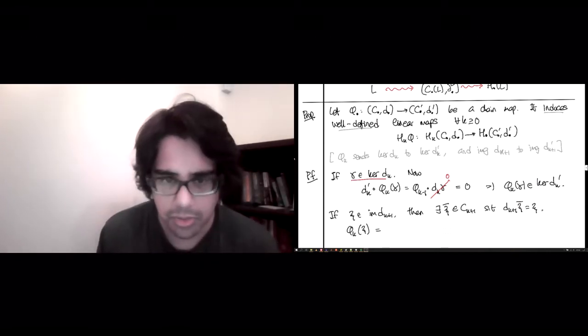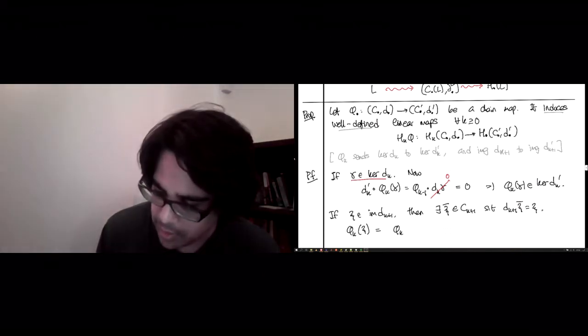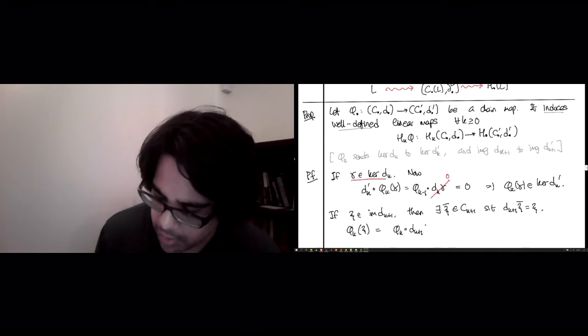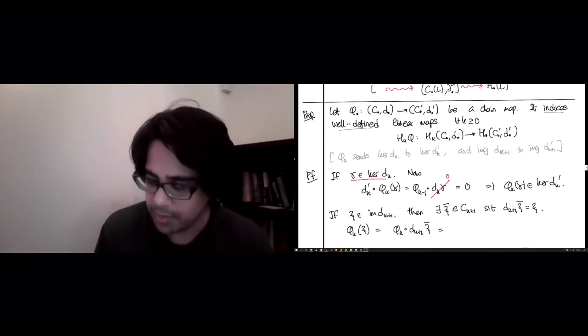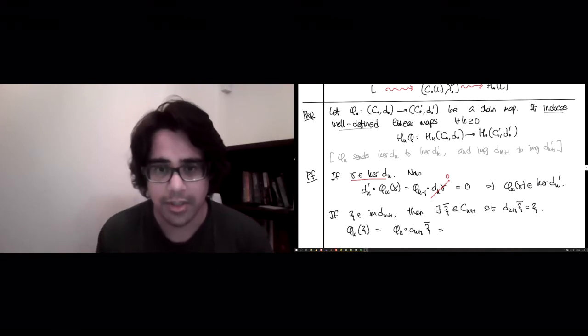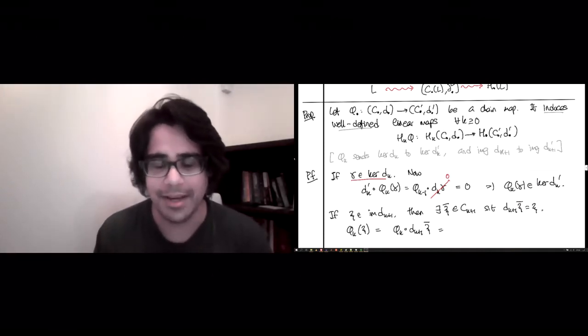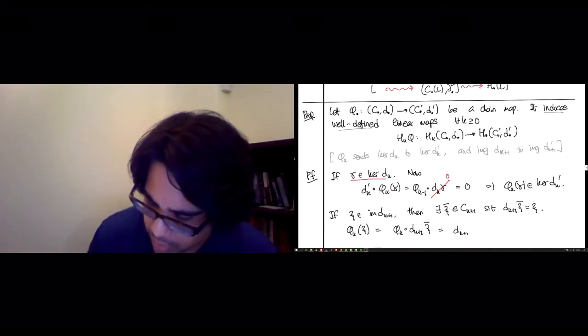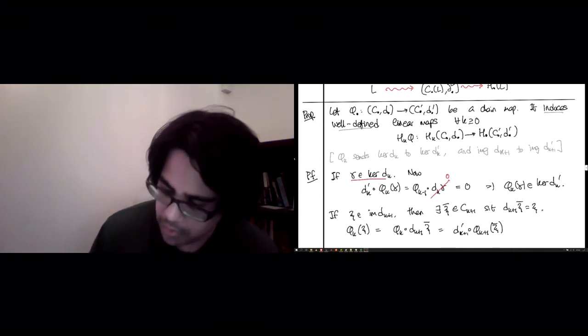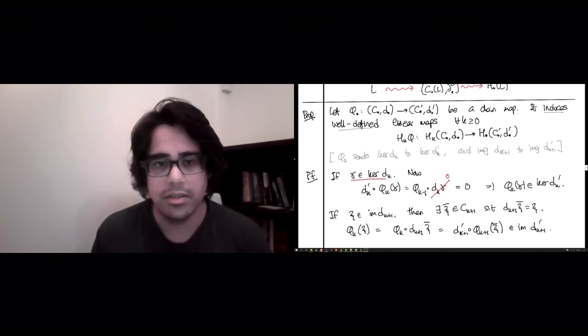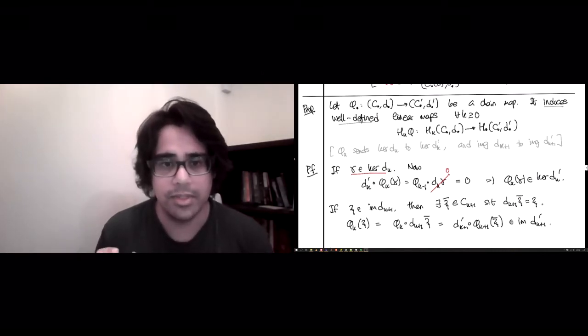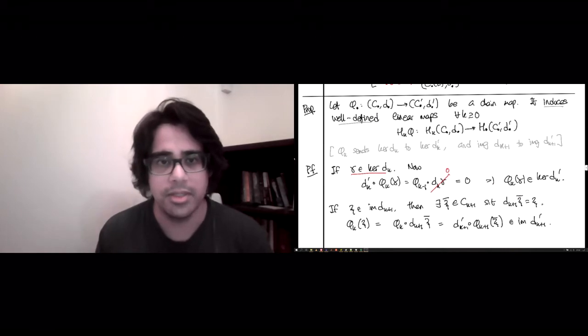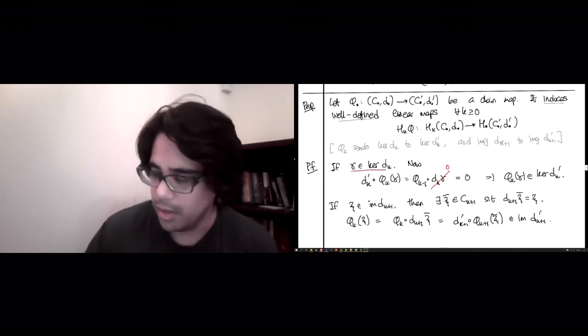Well, there's not much to do here. So you have phi_k, and xi you know is d_{k+1} of xi hat. By the defining property of a chain map, you can switch the d and the phi at the cost of messing around with the indices. So this is going to be d_{k+1} prime composed with phi_{k+1} of xi hat, which is clearly in the image of d_{k+1} prime, as promised. So that's it. It says phi_k is going to send your kernels to kernels and your images to images, and therefore it produces a well-defined map of homology groups.